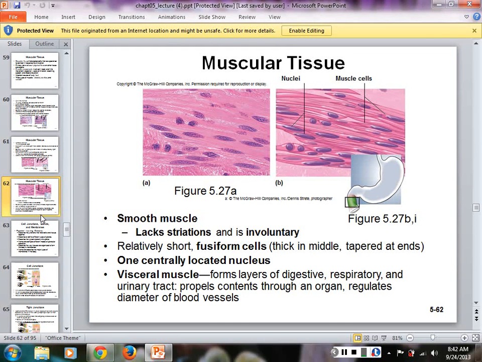Smooth muscle is a visceral muscle. We've talked about visceral organs, right? What visceral organs are found in your thoracic cavity? Listen. Heart and your lungs, right? Those were what? Visceral organs. Visceral organs in your abdominal and pelvic what? Cavities. So it forms layers of the digestive organs.